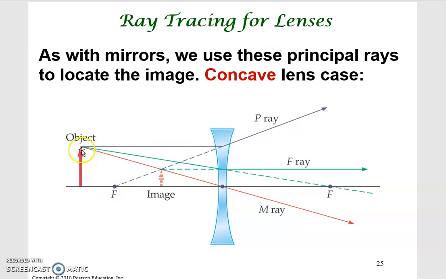First, let's draw the P ray, which is parallel. They will diverge, yeah? But when you trace this diverging ray backward, it will pass through the focal point. Now, the second ray is the F ray. The F ray is the one passing through the focal point.